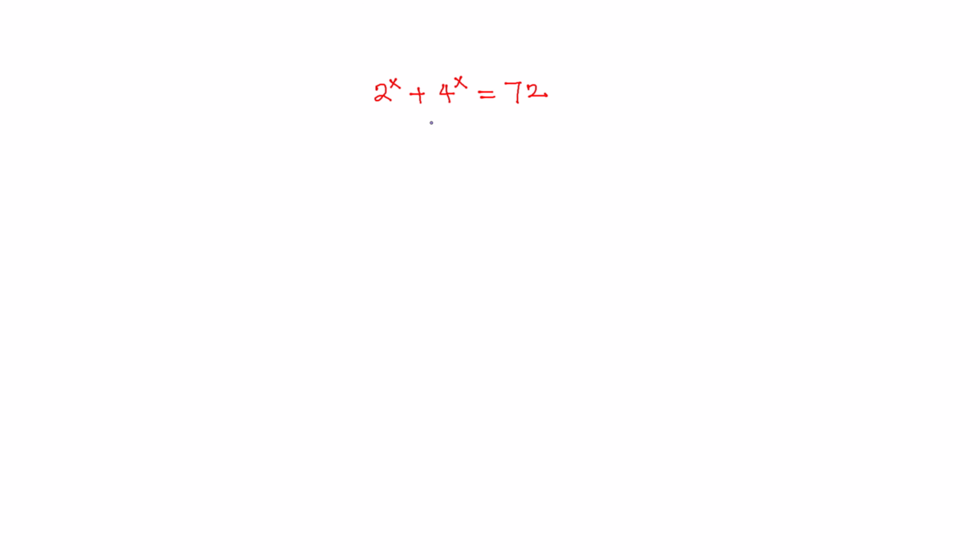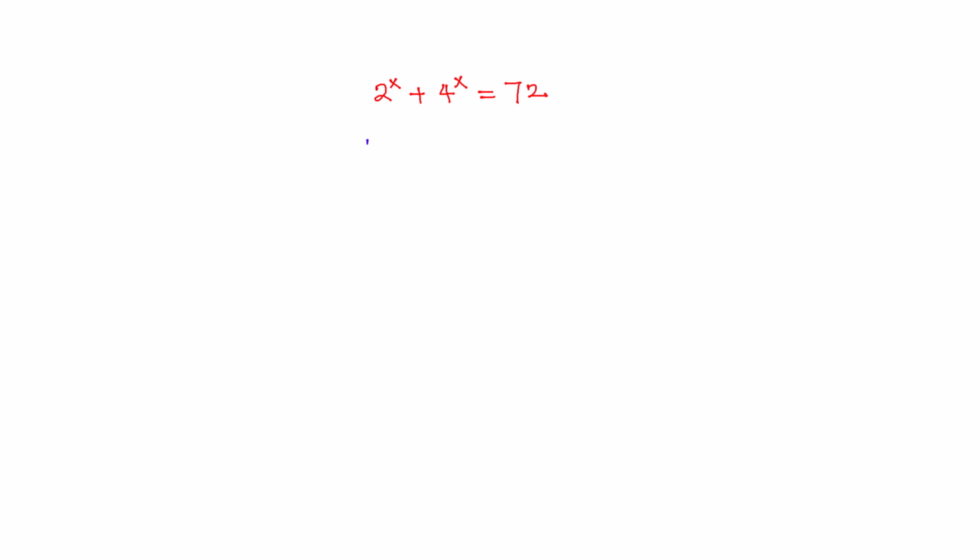We are asked to solve for x in this simple question. 2 raised to power x plus 4 raised to power x is equal to 72. To solve for x in this type of question, the best place to begin is by reducing 4 raised to power x to 2 raised to power 2x.